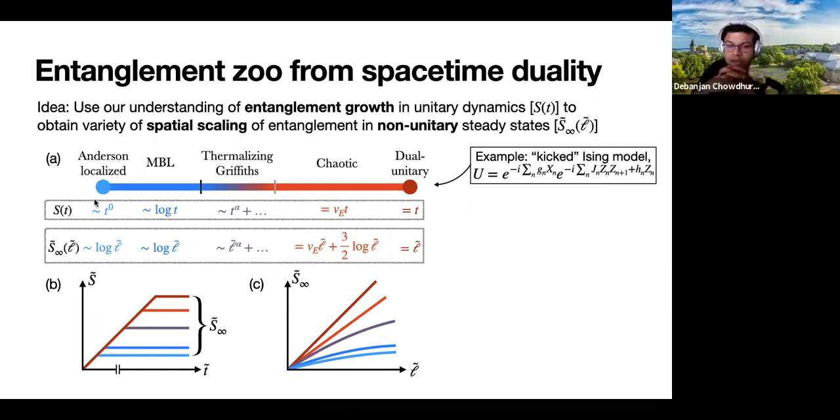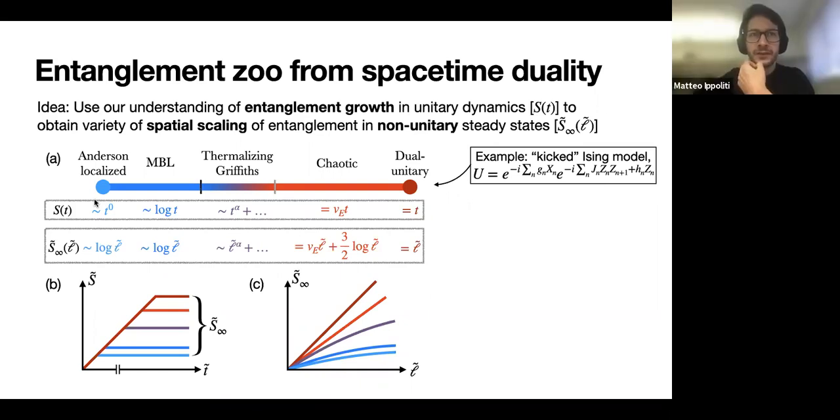I mean, this thermalizing Griffiths, is that completely wiped out or does something like that still remain? I don't know what the state of the art is in what we know about that in higher dimension. 1D is very special, because if you have a patch of a one-dimensional system that's very localized, then it can really bottleneck the propagation of entanglement. Whereas in 2D, if you have a patch that's localized, entanglement can kind of go around. So you don't necessarily expect that sub-ballistic scaling in higher dimension.